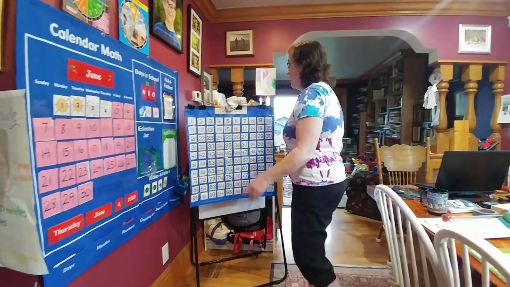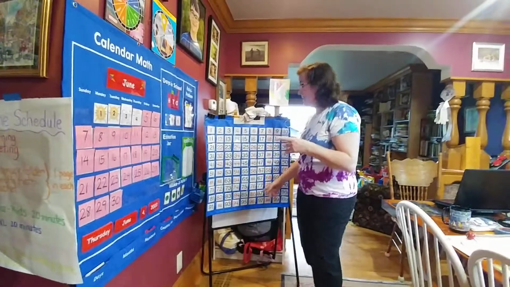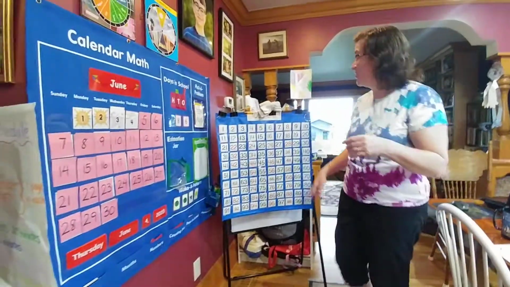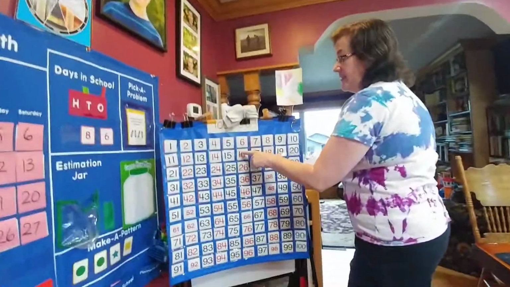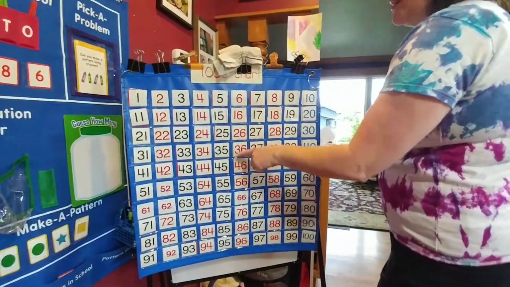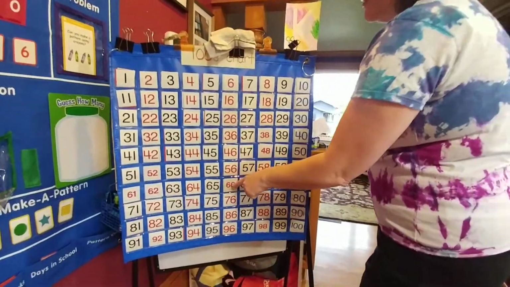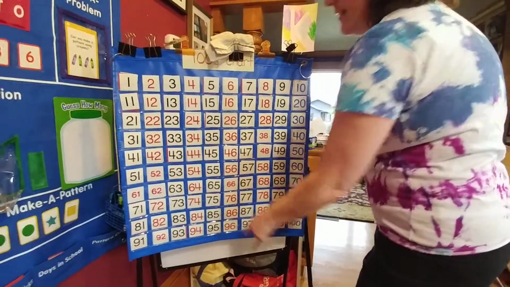Very nicely done. Last one we're going to do is by tens. We got to jump. We got to do our jumpers. Let's practice it before we jump it. Practice saying it with me. 6, 16, 26, 36, 46, 56, 66, 76, 86.